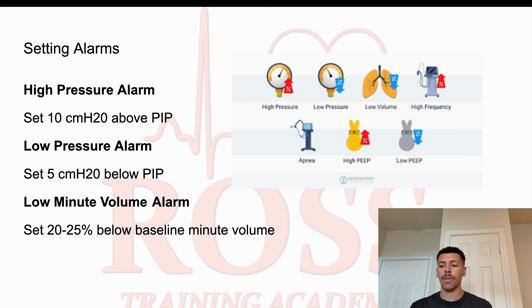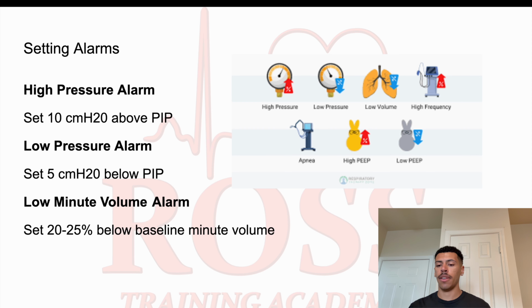So, setting alarms. I know we just got done talking about high pressure and low pressure alarms. With these alarms, you're going to be able to set them yourself with your ventilator. The high pressure alarm, you're just going to set to 10 above your peak inspiratory pressure. With your peak inspiratory pressure, you're going to find the average, because it is a dynamic number.